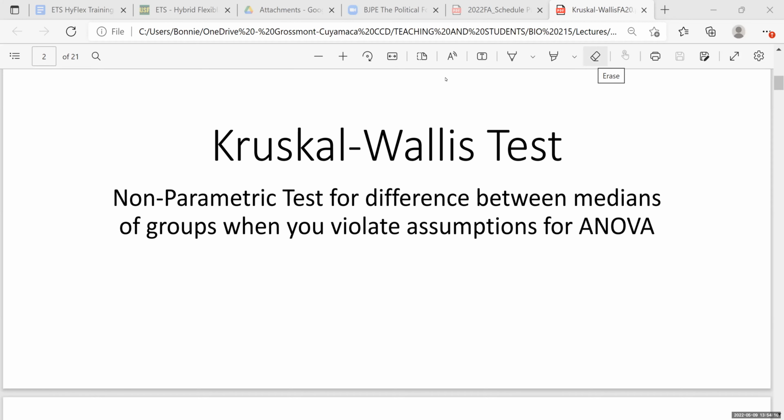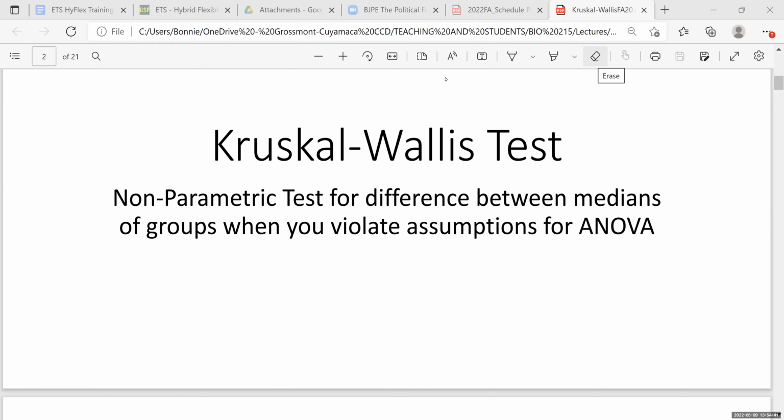Okay, everybody, we have one last test to learn this semester. It's called the Kruskal Wallis test, named for its inventors. And it is the non-parametric test that we're going to use when we want to look for a difference in means, like we would in the same kind of experimental design that we would when we're doing an ANOVA. So more than two groups where we want to look at means.